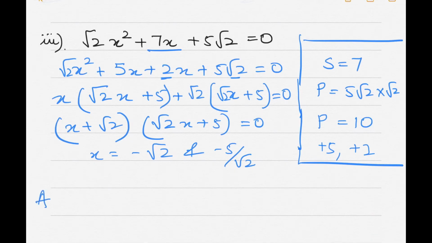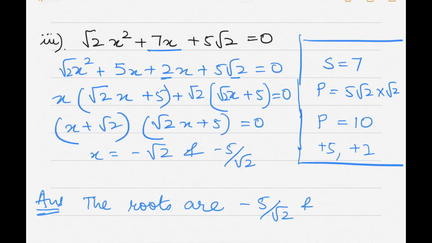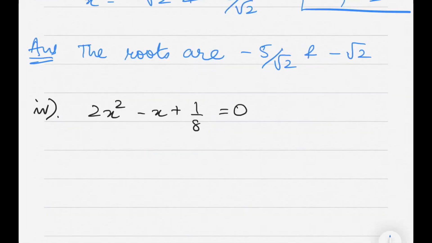So should I write down? Yes. Okay, so let me write down. So the roots are minus 5 by root 2 and minus root 2.